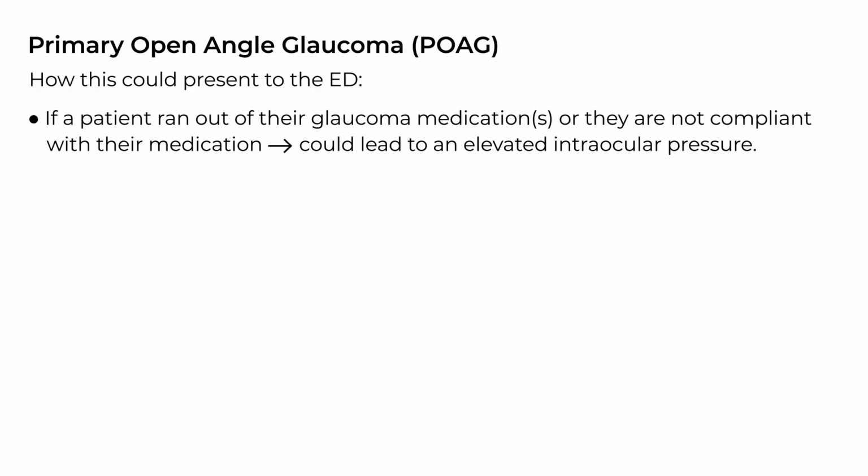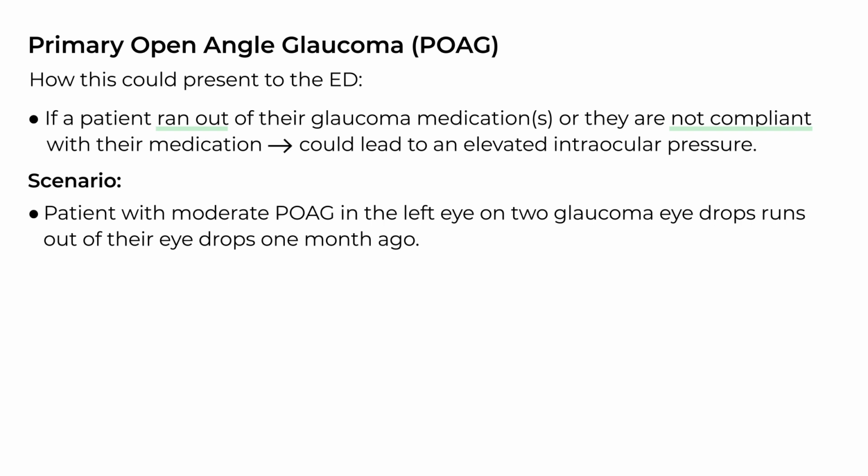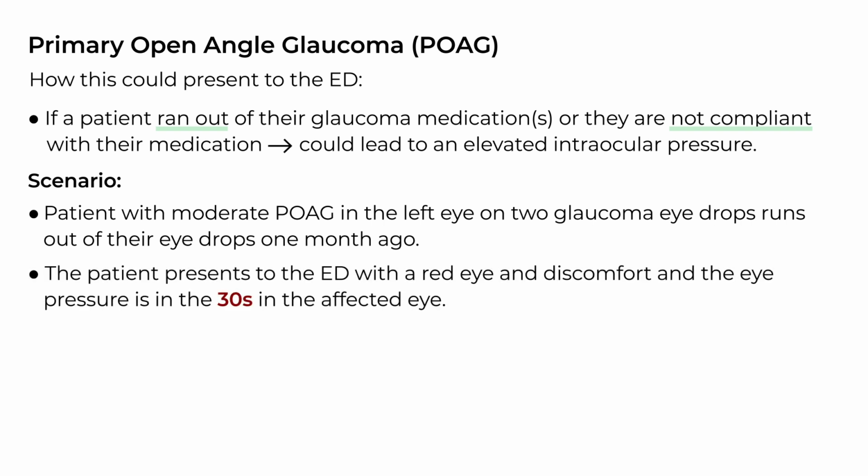So how could a patient with POAG present to the ED? Well, if the patient ran out of their glaucoma eye drops, or if they're not compliant with their eye drops, that could lead to a pressure spike. For example, let's say a patient with moderate POAG on 2 glaucoma eye drops ran out of their medication 1 month ago and they haven't been seen since. And now the patient is presenting with a red eye, discomfort, and pressures in the 30s.